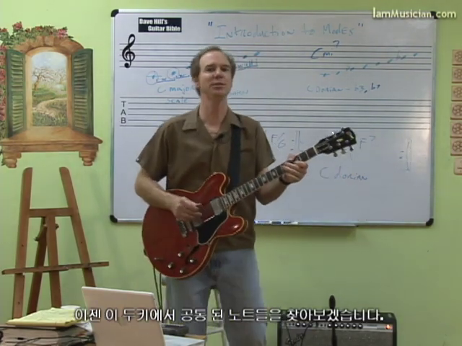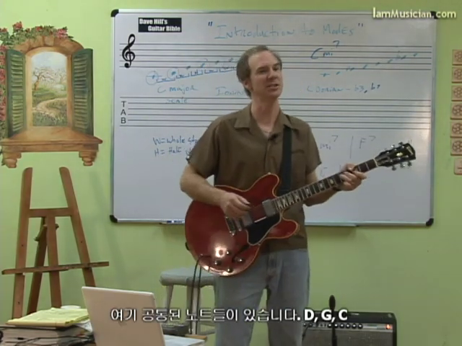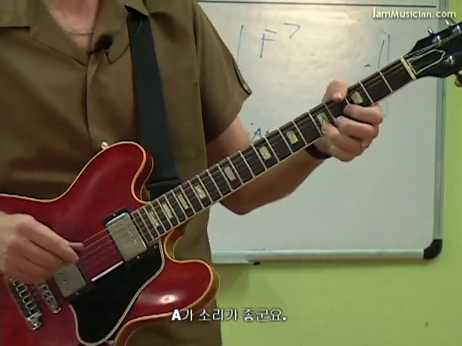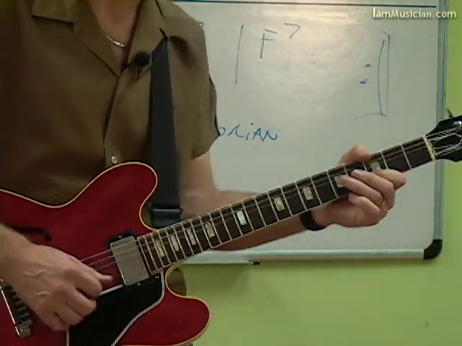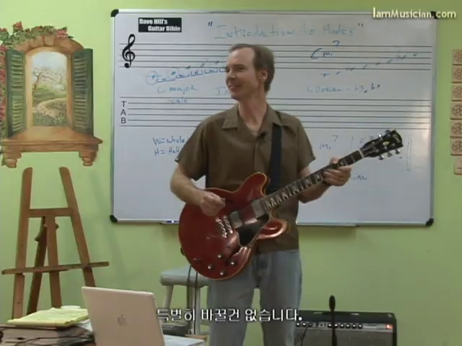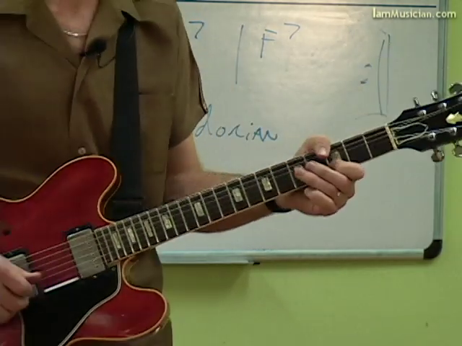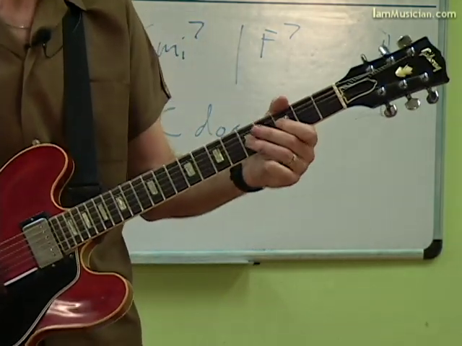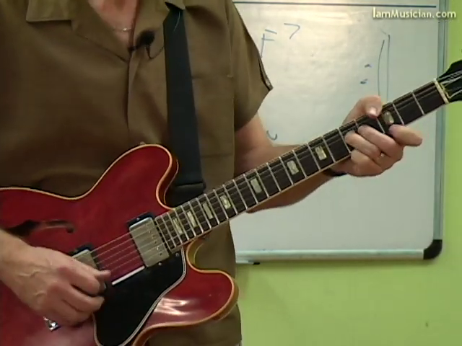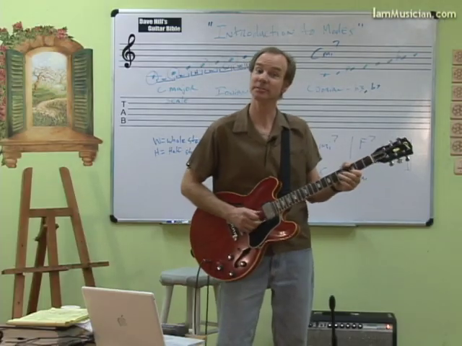Find some common notes between the two keys. There's the common notes, the D and the G and the C. The A sounds good. See, I didn't have to change anything. Now I'm going to change the notes.